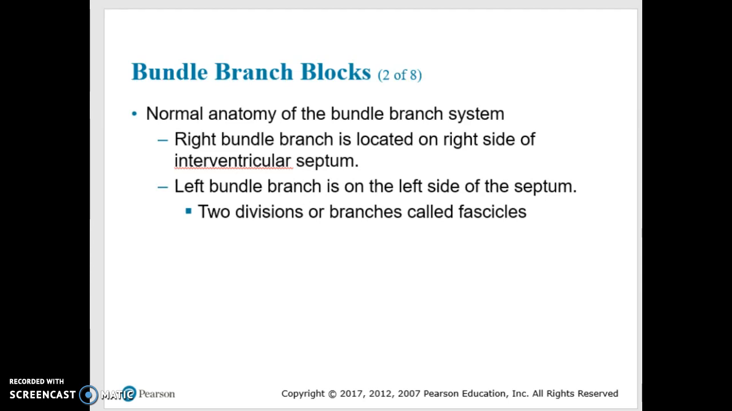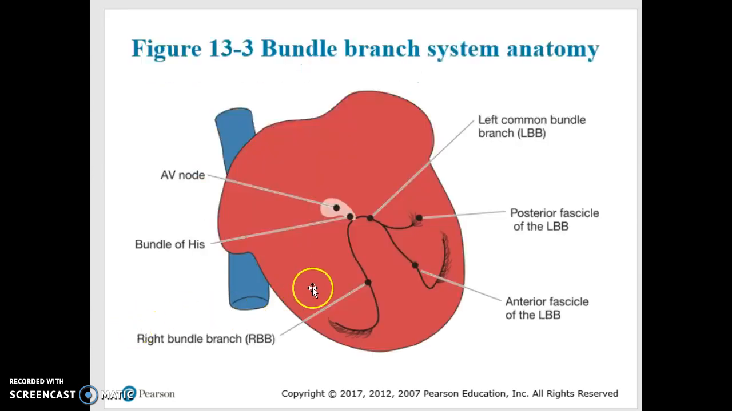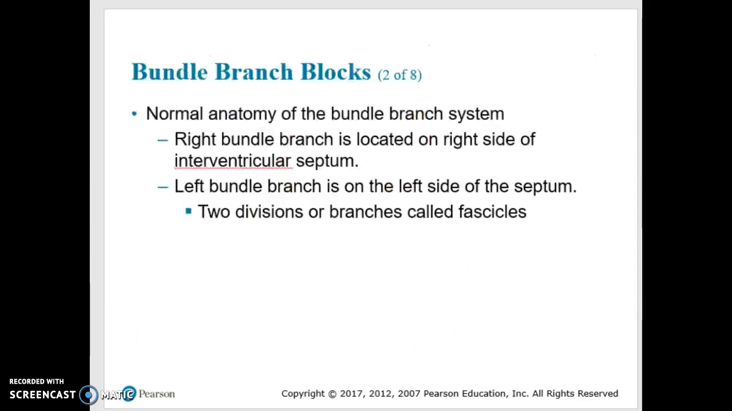The normal anatomy of the bundle branch system includes the right bundle branch, which is located on the right side of the interventricular septum. So going back to this heart, this would be the right bundle branch. And then looking over here, this would be the left bundle branch, which has two divisions. And we'll see here that we have the posterior fascicle of the left bundle branch, and we have the anterior fascicle of the left bundle branch. So be familiar with that. When we're talking about the left bundle branch, there's some different things there that can happen.